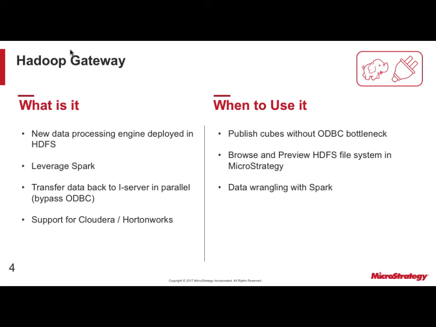As I was talking about with this ODBC bottleneck, what the Hadoop gateway will help to do is greatly reduce the amount of data fetch and transfer time in cube publication. So as you all know, during cube publication, there are many different segments, one of which is data transfer and fetch time. Now that segment itself can be greatly reduced with the Hadoop gateway.